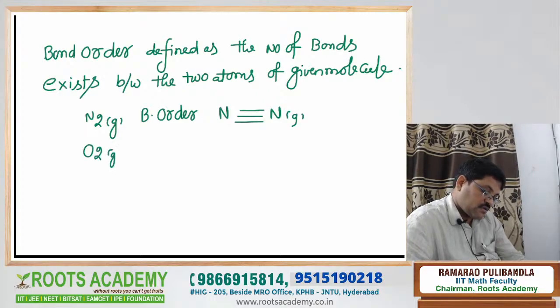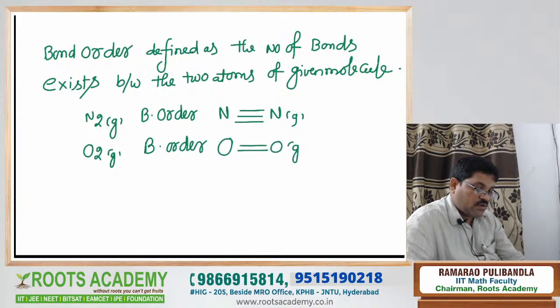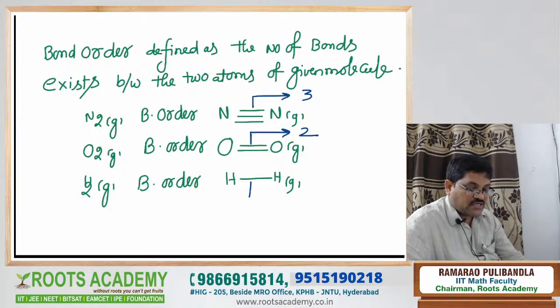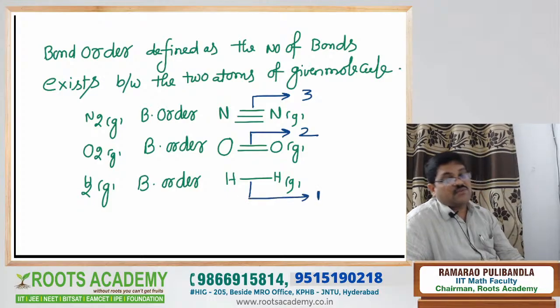You know O2 gas? The O2 gas bond order is 2. How? O2 gas exists as O double bond O. And what is H2 gas? If an example is there, impress the examiner with the example. H2 gas is H single bond H. So in N2 gas, the bond value is 3 because of 3 bonds. In O2 gas, the bond value is 2 because of 2 bonds. In H2 gas, the bond value is 1 because of 1 bond, like that.